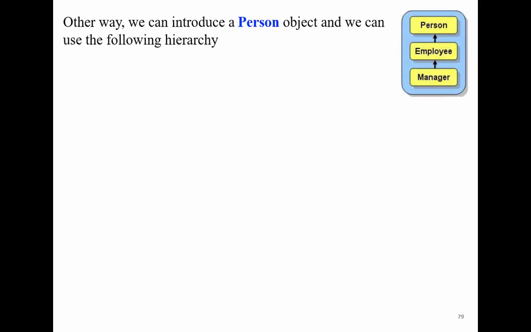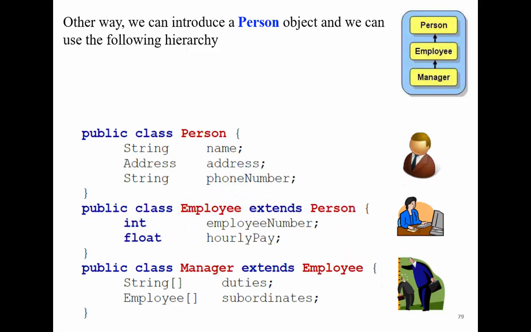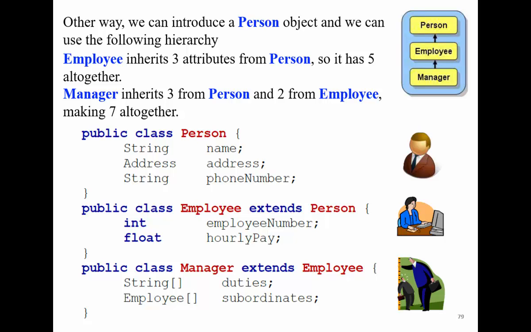Someone says, no, I will have a person, then I have an employee, and then I have a manager. So I have person with name, address, and phone. Employee extends the person, where I have employee number and hourly pay, and manager extends the employee. And look here, the employee inherits 3 attributes from the person. All these attributes are public, so employee inherits these 3 attributes from the person. So now the employee actually has 5 attributes, even though in our code we only define 2. We rely on the person for the rest.